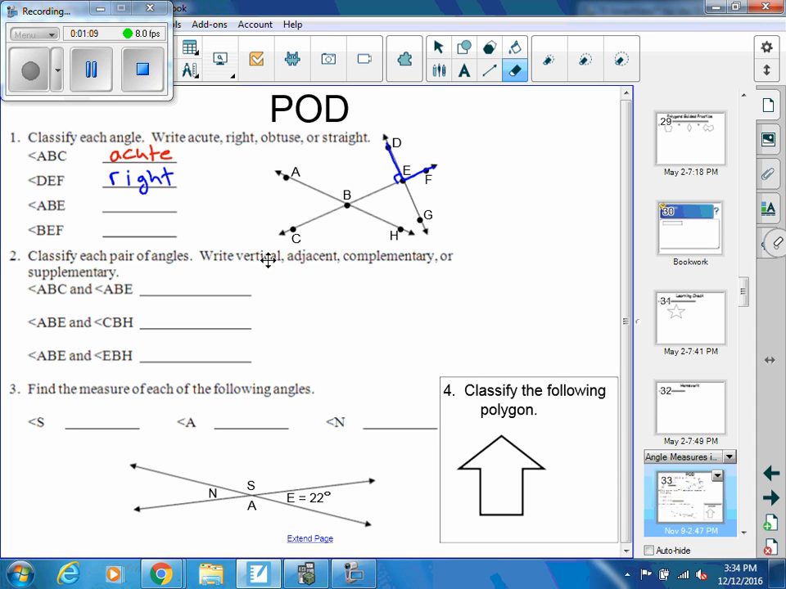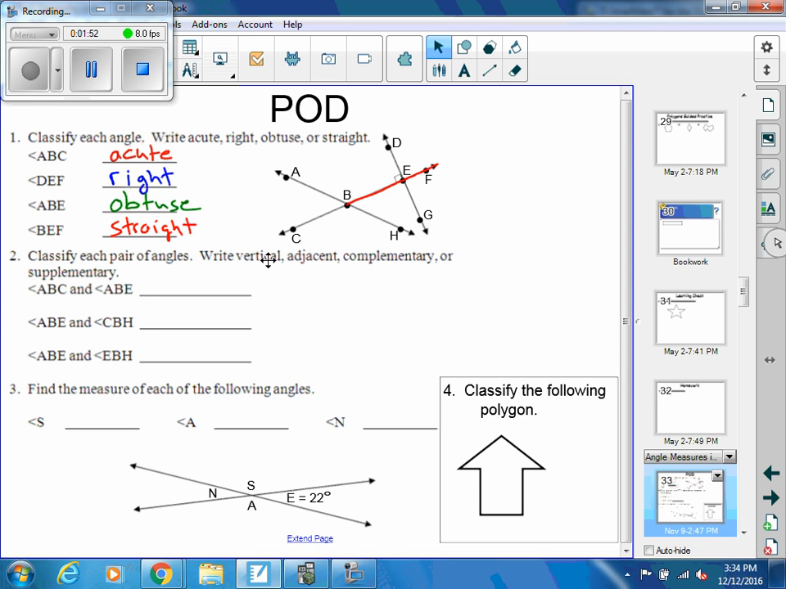Okay, the next one, ABE. If we look right here, we can see that that angle is bigger than 90, but it's not up to 180, so it's between 90 and 180. That makes it obtuse. And then last but not least here, BEF. If we trace out BEF, it ends up just being a straight line, which means it is a straight angle, and it would be 180 degrees.